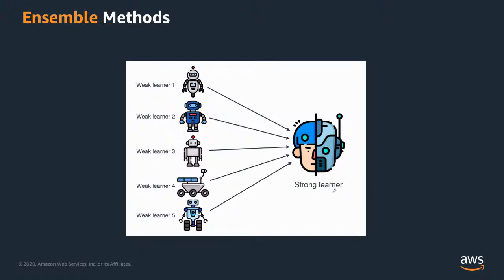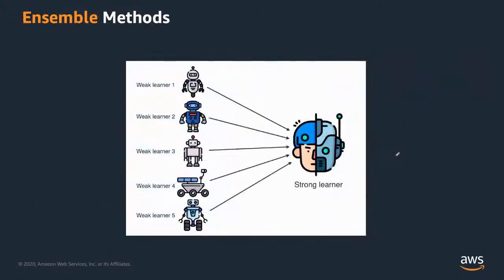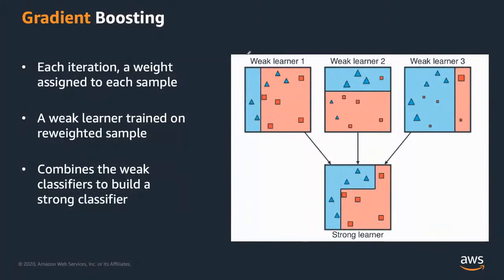Now, there are different types of ensemble based techniques, and one of them is boosting. So in boosting, what you do is basically you take a decision tree as your base model. Here, just like in the previous example, we have weak learners 1, 2, 3, 4, 5, right? But here we have just taken three weak learners.